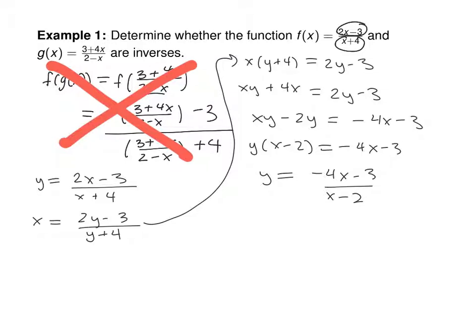Is everyone okay with all those steps? We've all done them a whole bunch, you should be. Is that technically right now exactly what we were given as g? Yes. It actually is. So it doesn't look the same. Does that make sense? Technically speaking, this is the same thing, because if you multiply the numerator and denominator by negative 1, what do you get? You get positive 4x plus 3, and you get negative x plus 2, which is the same thing as g. Does that make sense? So in this case, yes, they are inverses.